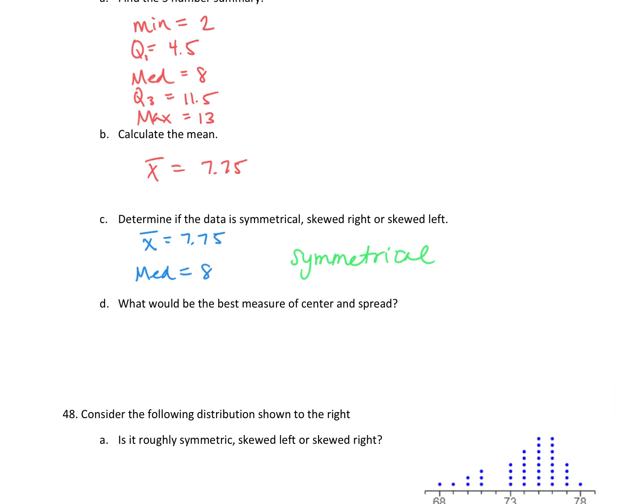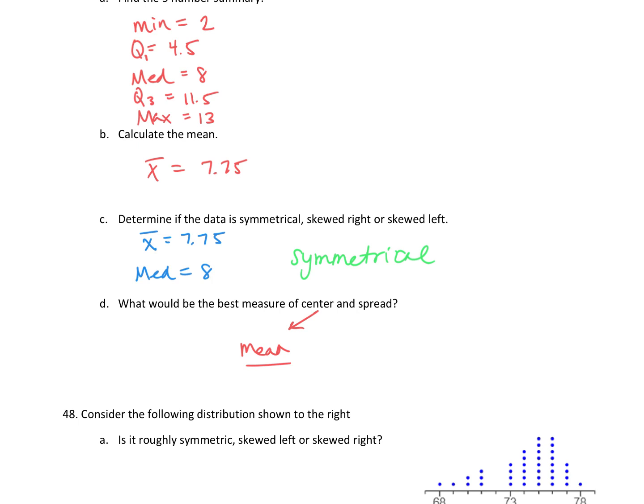What would be the best measure of center and spread? When your data is symmetrical, the best measure of center is the mean. Remember, the mean gets pulled all over the place with skewed data. So if your data is skewed, don't use the mean to represent the center of your data because it's just not representative.